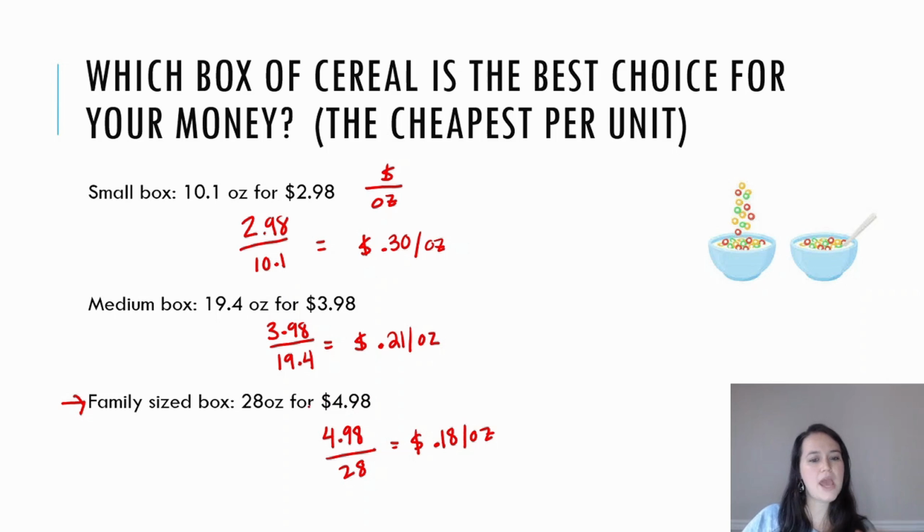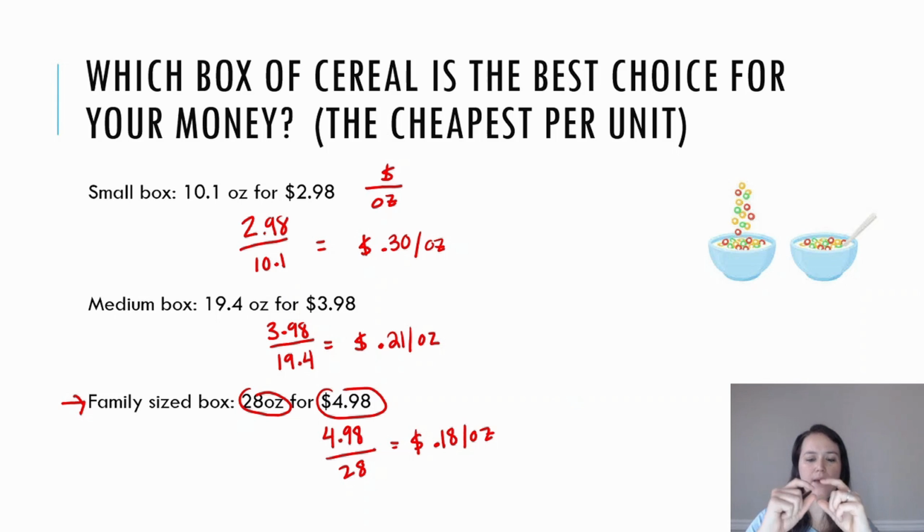Even though you're paying the most, you're also getting the most per ounce. So, or it's the cheapest cost per ounce. So you're getting 18 cents per ounce. It's almost double if you only got the small box. So if you can afford the big box and will eat it all without it going bad, that may be your best choice.